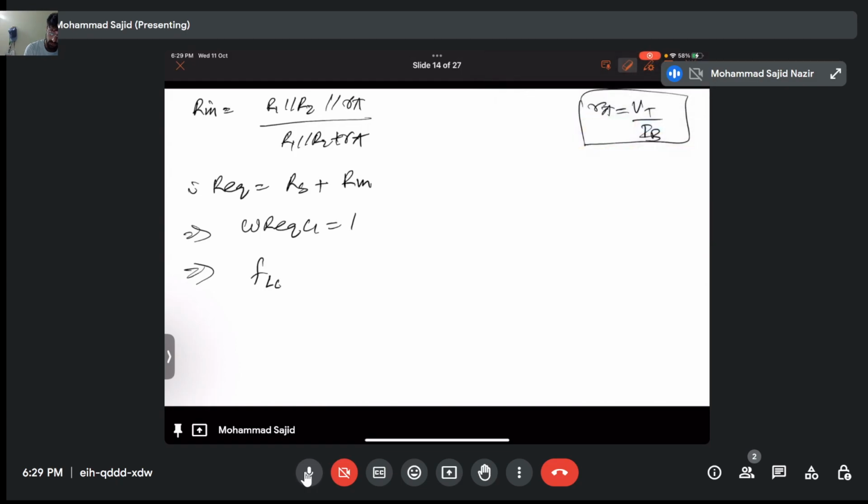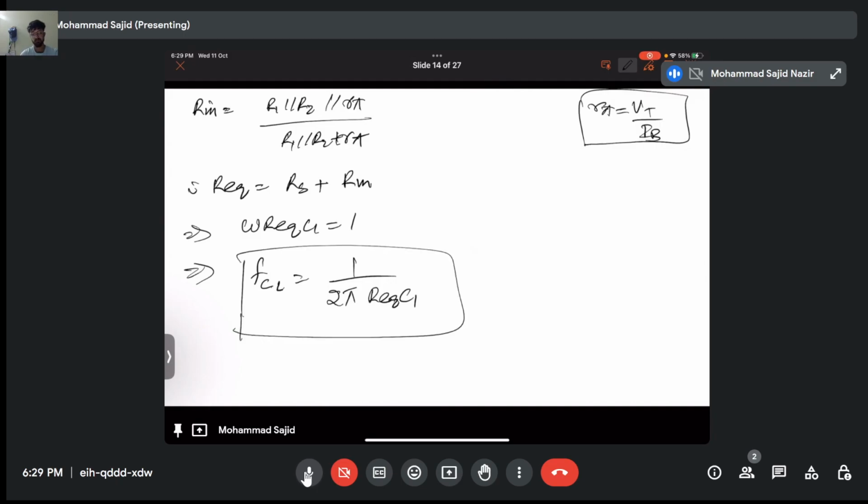We use the definition F cutoff lower is equivalent to 1 by 2 pi R equivalent C. So now what we need to calculate is R equivalent. For that I need R1, R2 is given. I will just need IB. For IB we need IC, because since beta is given, beta is IC by IB, and then IB will be equivalent to IC by beta. So we can find IC.